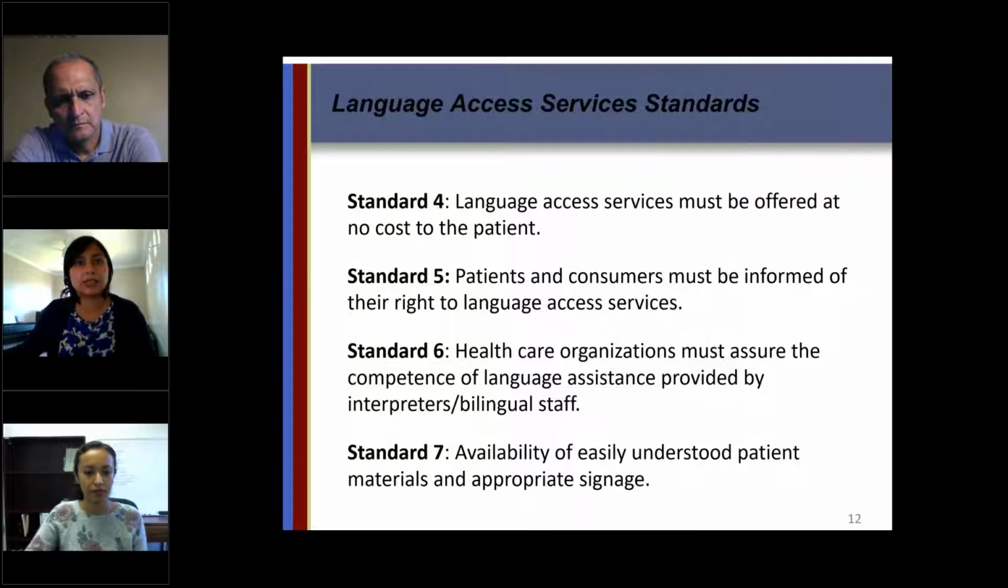So the language access services that CLAS standards seek to reduce language barriers and improve care. Essentially, services must be offered at no cost. Patients must be informed of their right to these services. Health centers must ensure that the language assistance that's provided is accurate and that materials and the signage are translated.